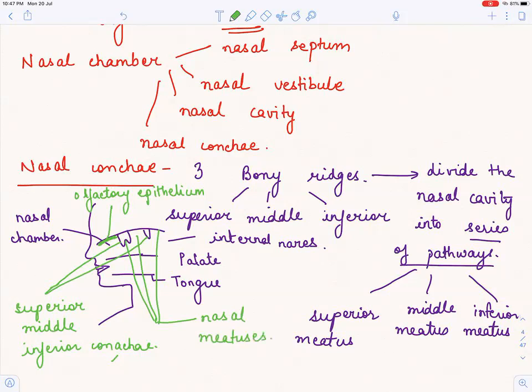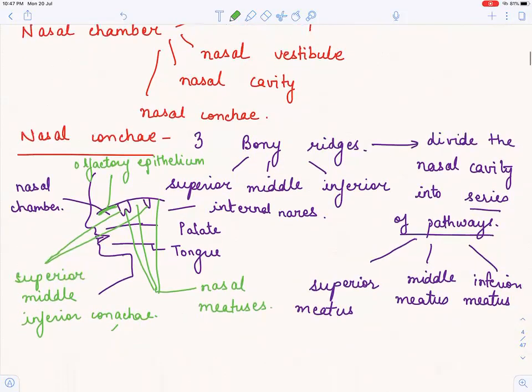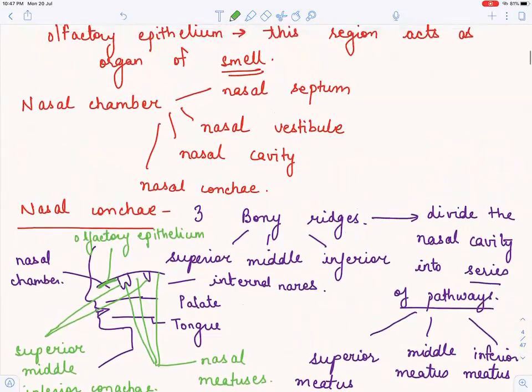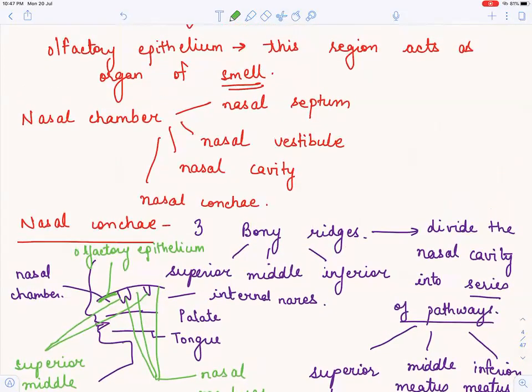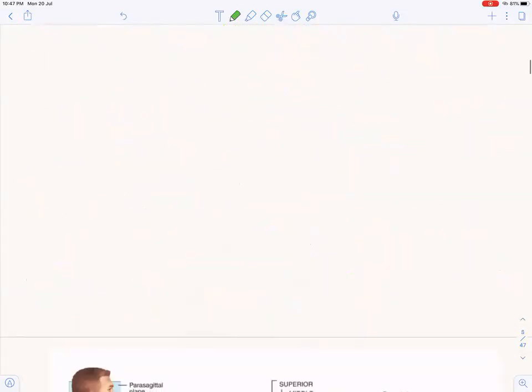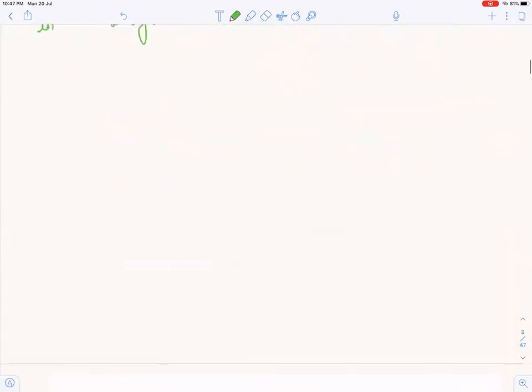Okay, so we have done the nasal chamber. Let me just see if anything is left. Nasal septum, nasal vestibule, nasal cavity, and lesion. Okay, good. Right, so let us see now. What else can I tell you about this?